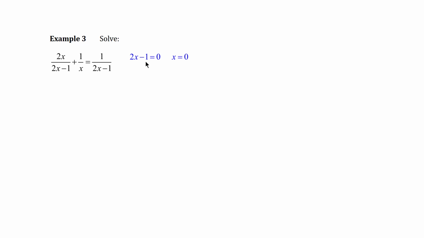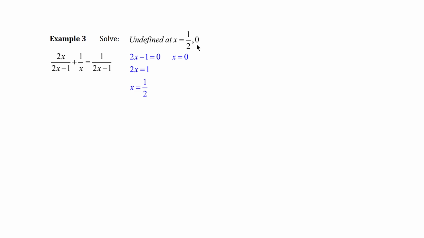Solving 2x minus 1 equals 0 for x, we add 1 to both sides of the equation. The result is 2x equals 1. From here, we just divide both sides by 2. The result is x equals 1/2. So the rational function is undefined at x equals 1/2 and 0.